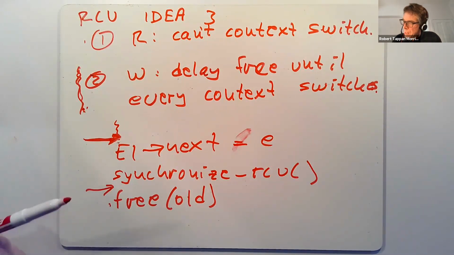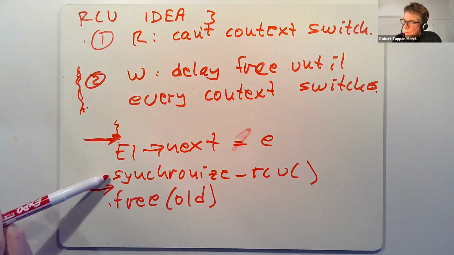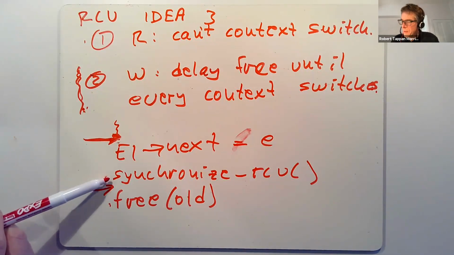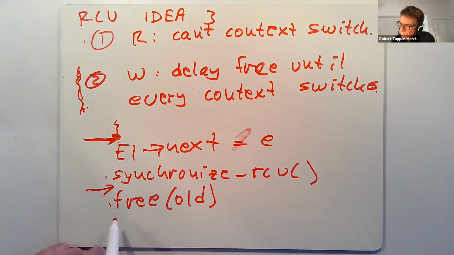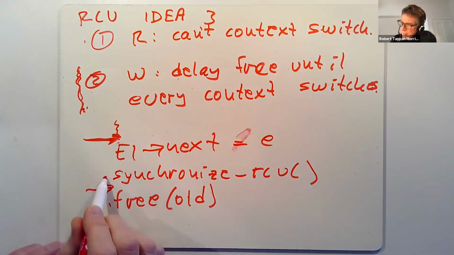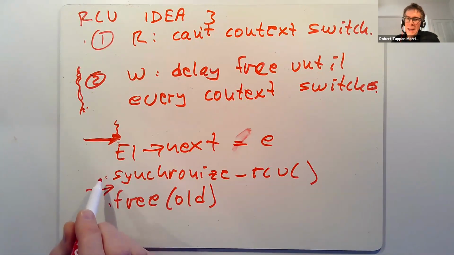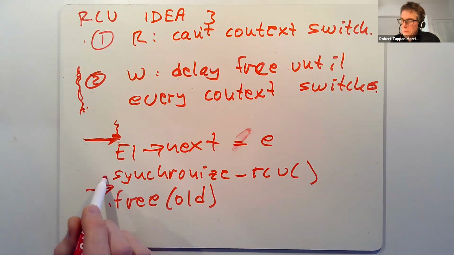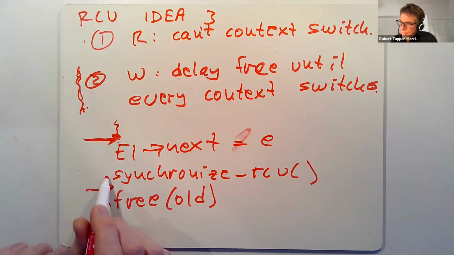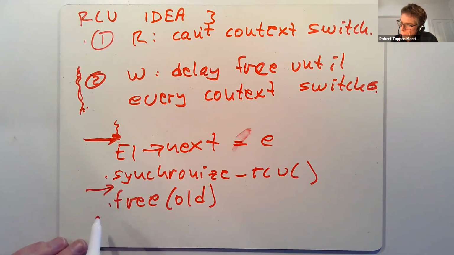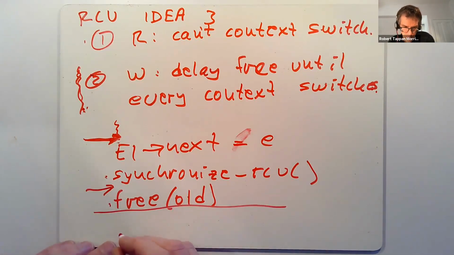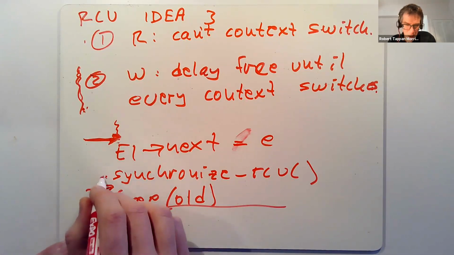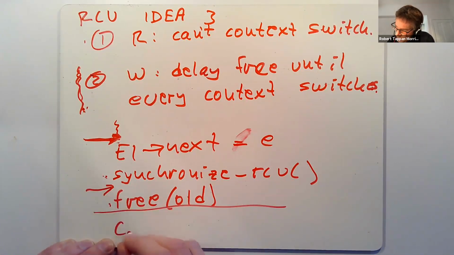You may object that this synchronize RCU will take a significant time, perhaps a fraction of a millisecond. That's quite true. So that's too bad. One of the justifications is that writing, for RCU protected data, is going to be relatively rare. So the fact that the writes take longer probably won't affect overall performance very much. For the situations in which the writer really doesn't want to wait, there's another call that defers even the wait, called call RCU.